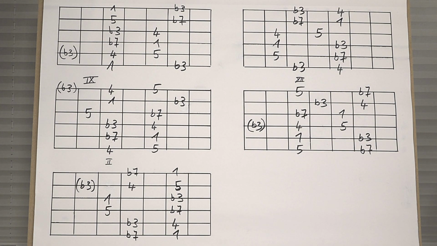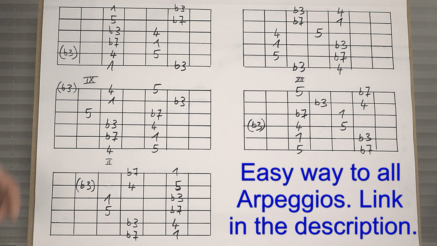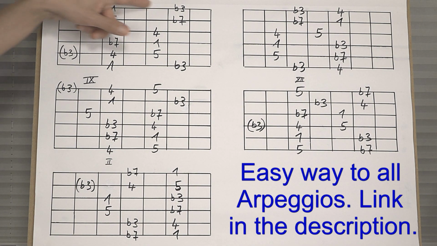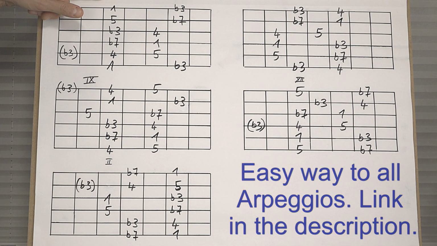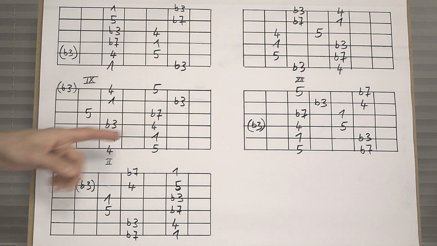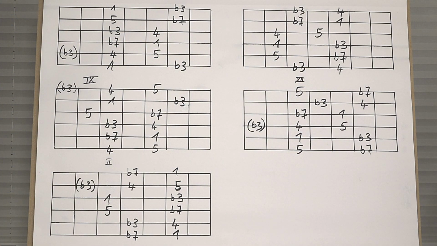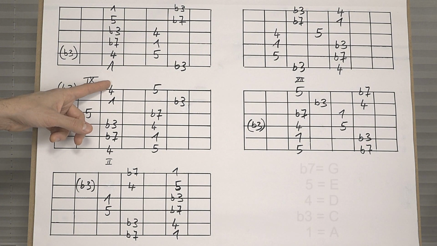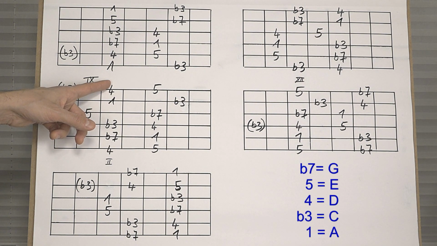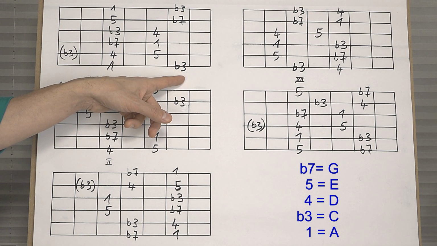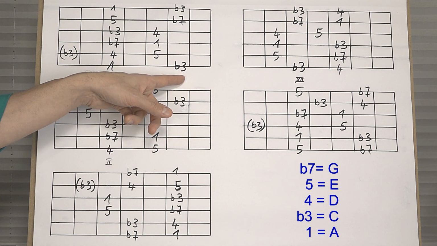If you already watched my arpeggio video, you will know that we could divide the fingerboard into five basic positions. Position number one in the fifth fret, position number two, position number three, number four, and number five. Of course, there are more possible fingerings, but they will be just combinations of these basic five positions. The one is the root of a scale, in this case the note A. The b3 is the minor third, in this case the note C.